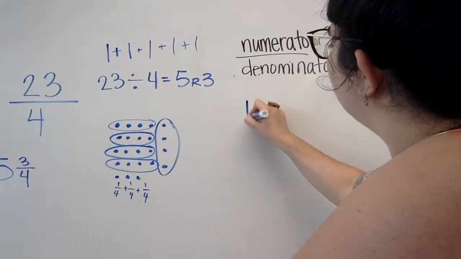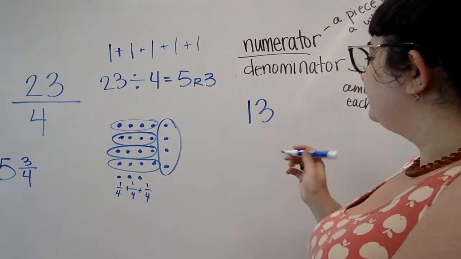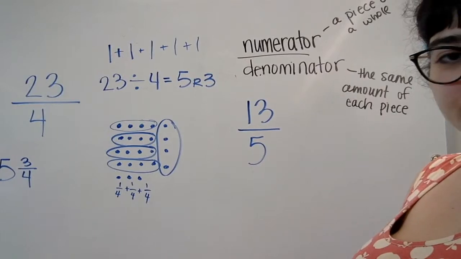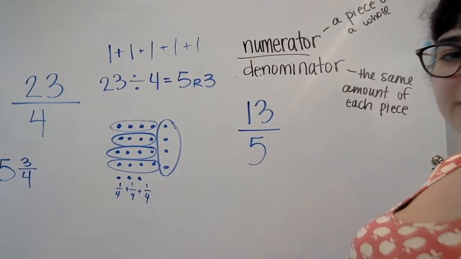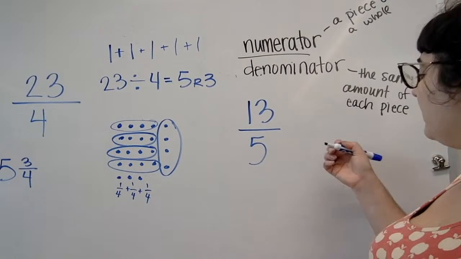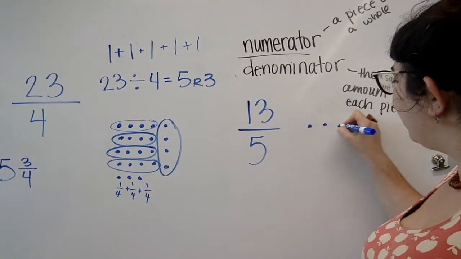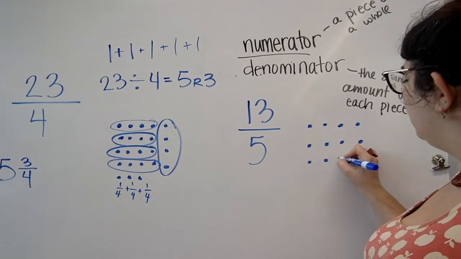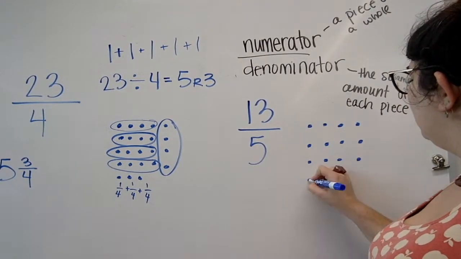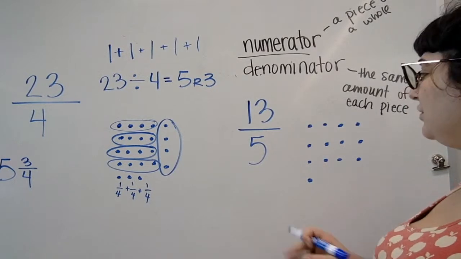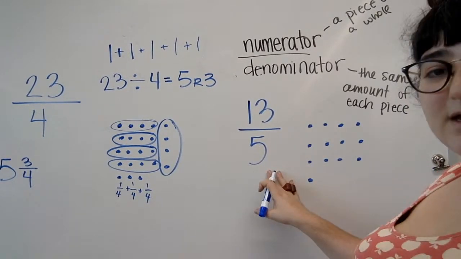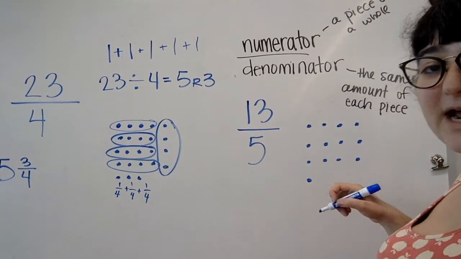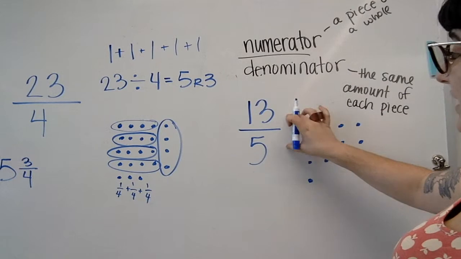Let's take 13 over 5. 13 over 5. Well, we would set this up by making 13 pieces. And we are trying to group them into what groups of? Groups of 5. So let's count and see how many groups of 5 we can have left over. Many of you are starting to make this connection.